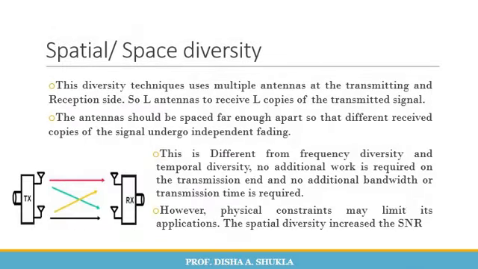The next type is called the spatial or the space diversity. This diversity technique uses multiple antennas at the transmission or reception side. So L antennas receive L copies of the transmitted signal. The antennas should be spaced far enough apart so that the different received copies of the signal undergo independent fading.